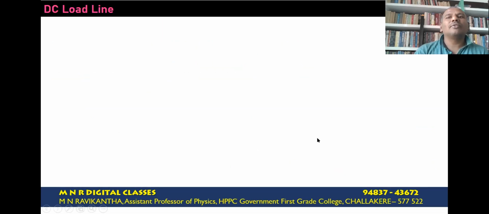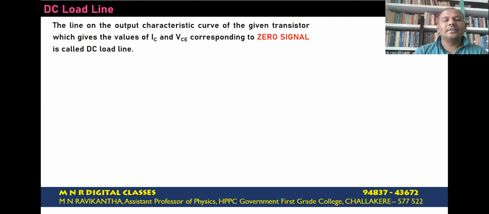We have two types of load line. One is called DC load line, the other one is called AC load line. First, let us understand what is DC load line and how to plot the DC load line. DC load line is the line on the output characteristic curve of the given transistor, which gives the values of IC and VCE corresponding to zero signal.